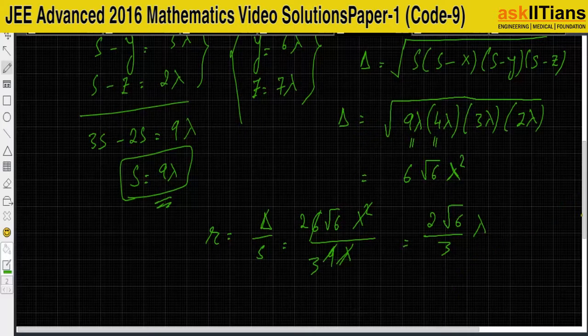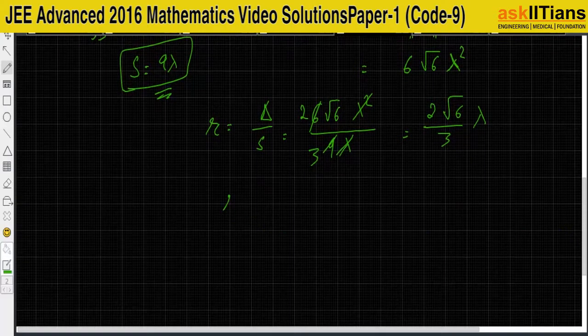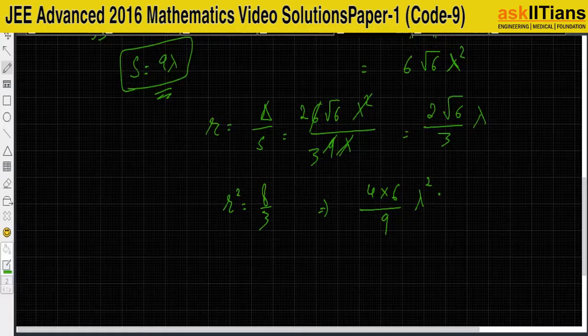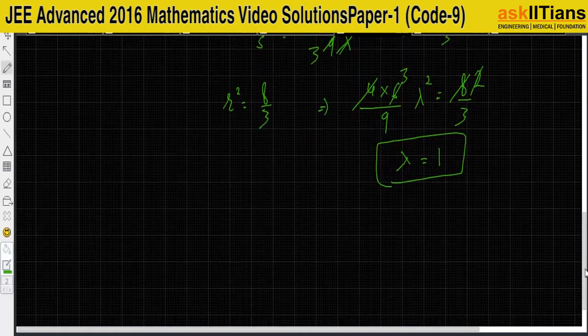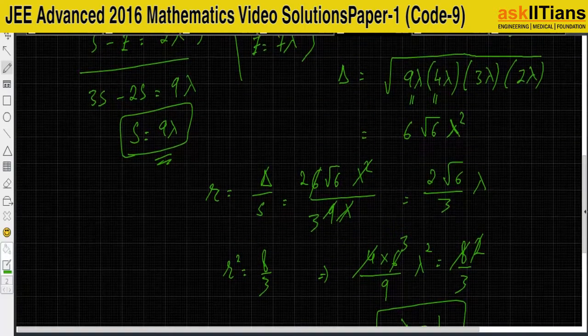This is r. Okay, if this is r, we know that r square is equal to 8 by 3. We know this. So if I square this, I'll get 4 into 6 divided by 9 into lambda square. This is equal to 8 by 3. Now if I simplify this, I get 4 into 2, and then this will be 2 into 3, and from here I'll get lambda square equal to 1. So lambda equal to 1, right? Because sides are positive, so I'll not consider lambda as minus 1. All three sides of the triangle are positive, so lambda is plus 1.